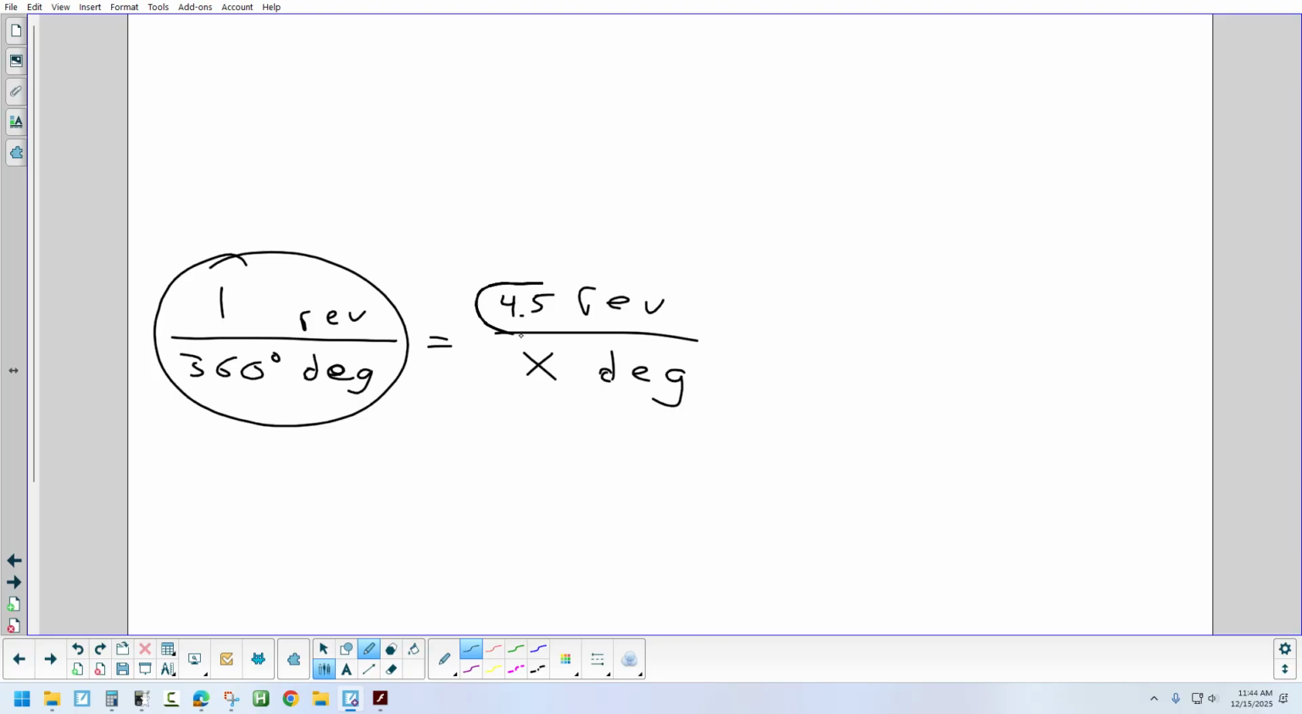Is there any limit to what number I could have put right here? No. I could do negative revolutions if I wanted, right? Go the other way. Just because I used a 1 and a 360, it doesn't limit what number I can put right there. But the whole key is that you know how many degrees in a revolution.